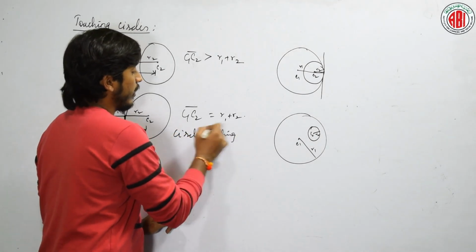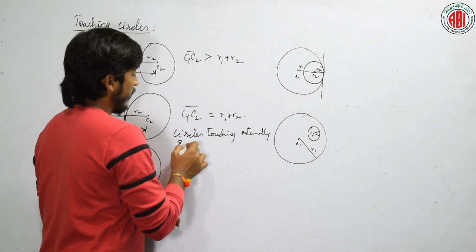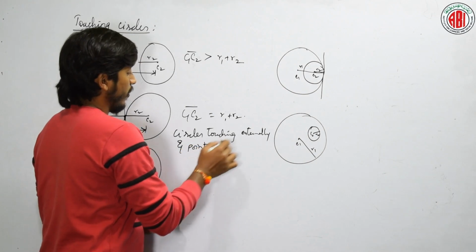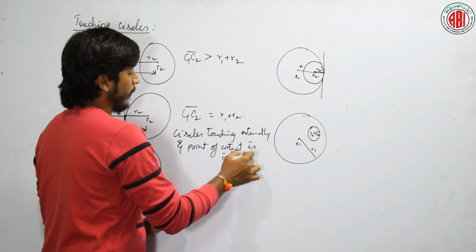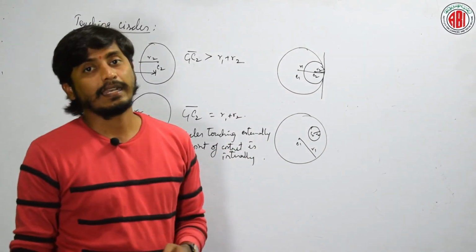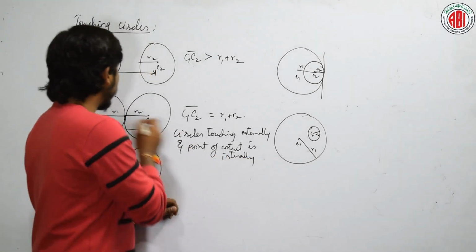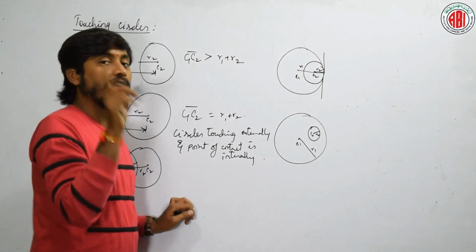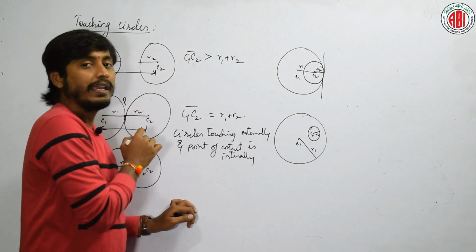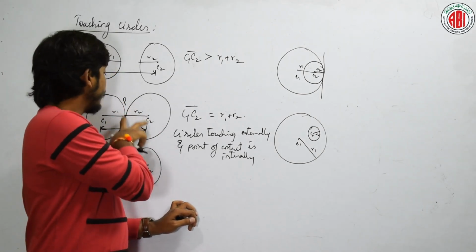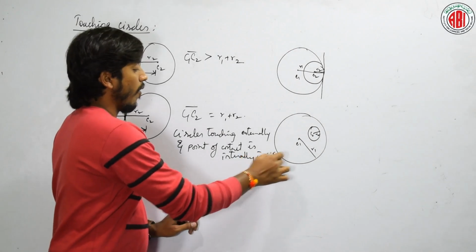Circles touching externally and point of contact is internally. Is it clear? You do understand? In which ratio do they divide? If I want to find this point, if you remember the section formula, we can find this point, let us say P, that it is dividing C1C2 in the ratio R1 is to R2.